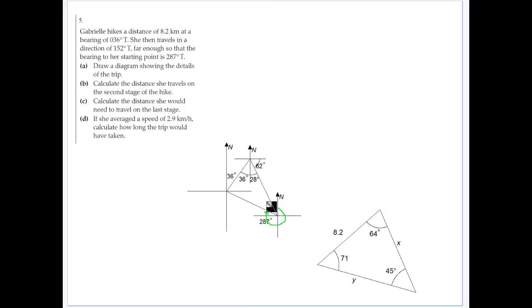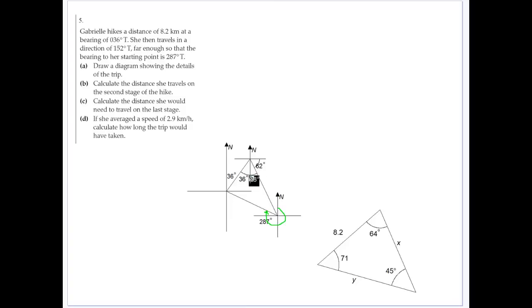So she travels far enough this way, so the bearing from her to her starting point, if you look back to her starting point, will be an angle of 287 on that compass. So that's what our diagram looks like. Notice we've been able to write that as 36 because they're alternate angles. That's 28 because 28 and 62. So we were able to get an angle there.